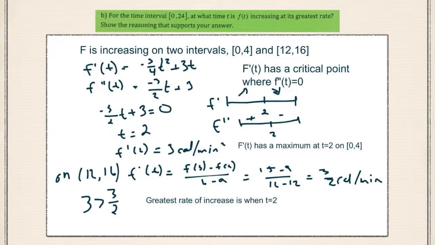Now going to the second time interval where the slope is positive, 12 to 16, using f of b minus f of a over b minus a, we get that the slope is 3 over 2. Since we can compare both slopes, we see the slope on the first interval, 0 to 4, is 3, and the second one is 3 halves, so now we know that 0 to 4 is greater than 12 to 16.